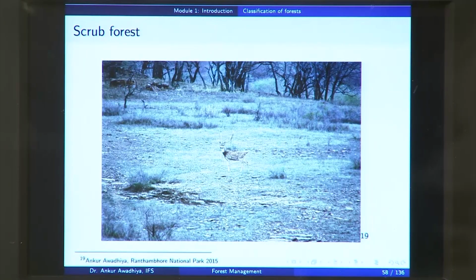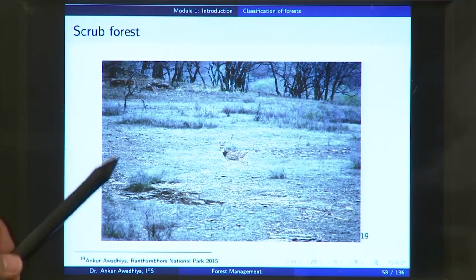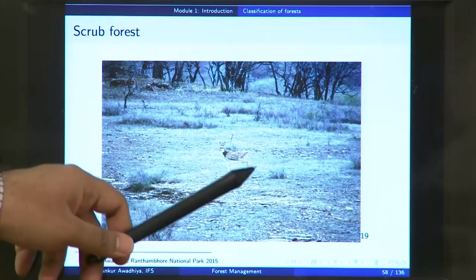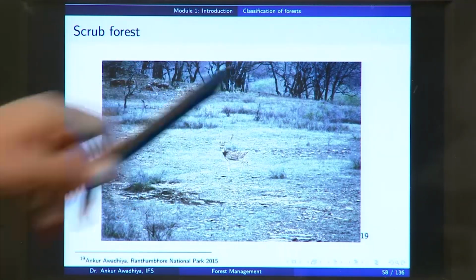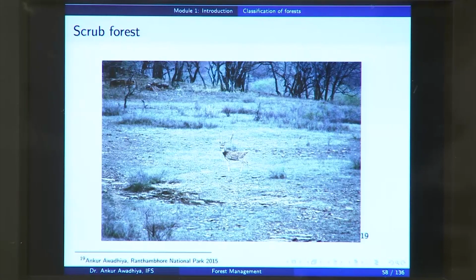Now, let us look at how a scrub forest looks like. This image is taken from Ranthambore National Park, and here you can see that this is a scrub forest. So, you will find that there are some grasses, there are some shrubs, and there are some thorny trees, but more or less you can see that this is a very open sort of a forest.